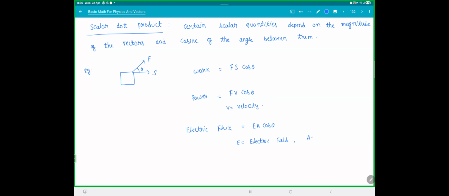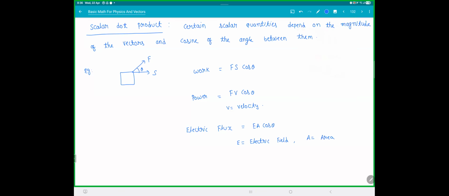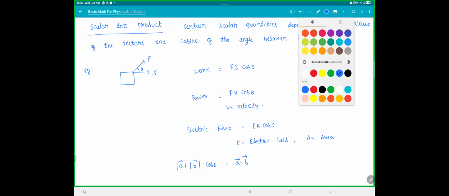Electric field, and A is the area vector. So since we keep on noticing this thing coming up multiple times, people said, okay, why don't we just create something out of it? And this is how it was done. They said mod A, mod B, cos theta, we write this thing as A bar dot B bar. So that is how we pronounce this.